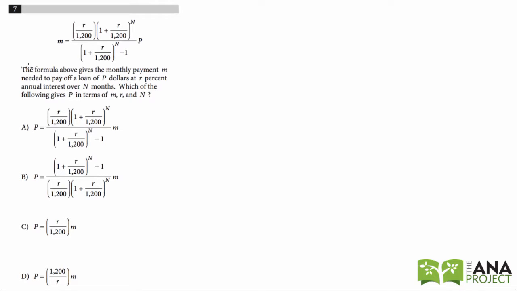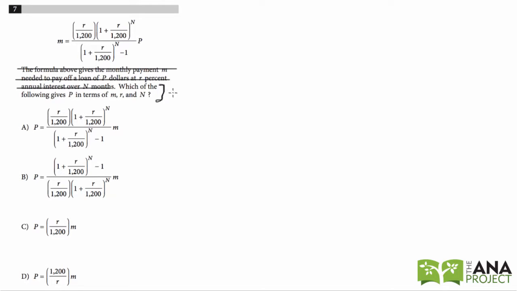All of this stuff really doesn't matter. That line, that line, that line. You just need this, and yeah, it looks pretty nasty. Which of the following gives P in terms of M, R, and N?